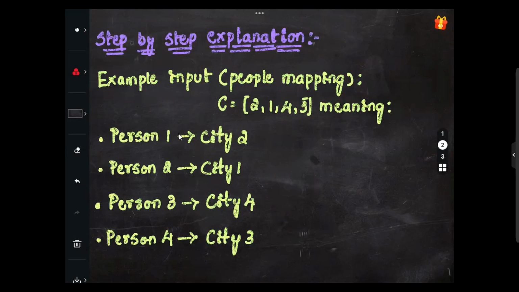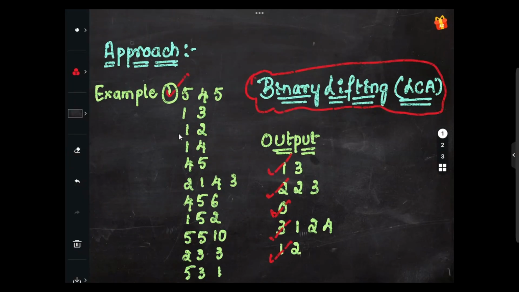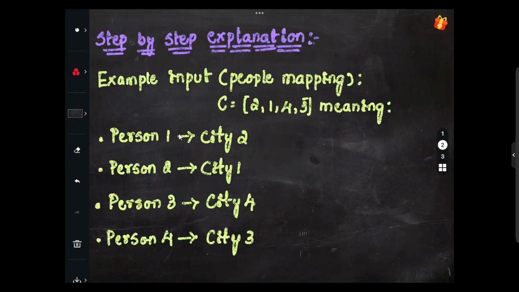Let's look at the example input that we have got here. C is 2 1 4 3, the array C. So person 1 lives in city 2, person 2 in city 1, person 3 in city 4, and person 4 in city 3. We have already seen the graph, right?